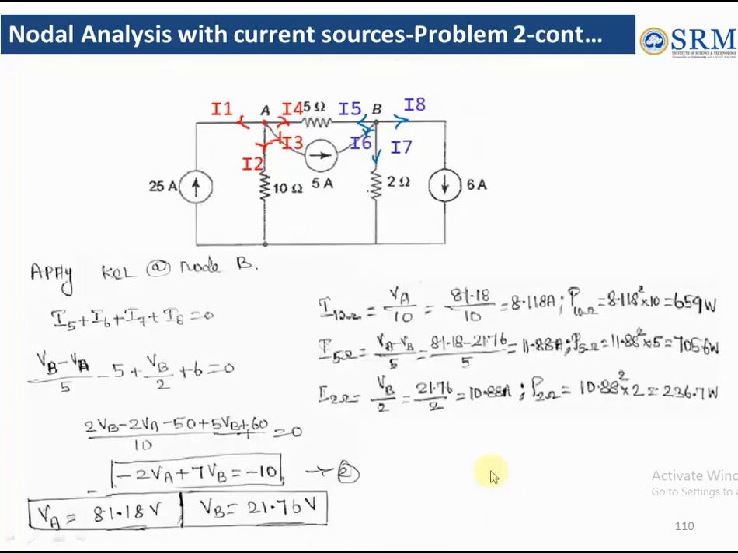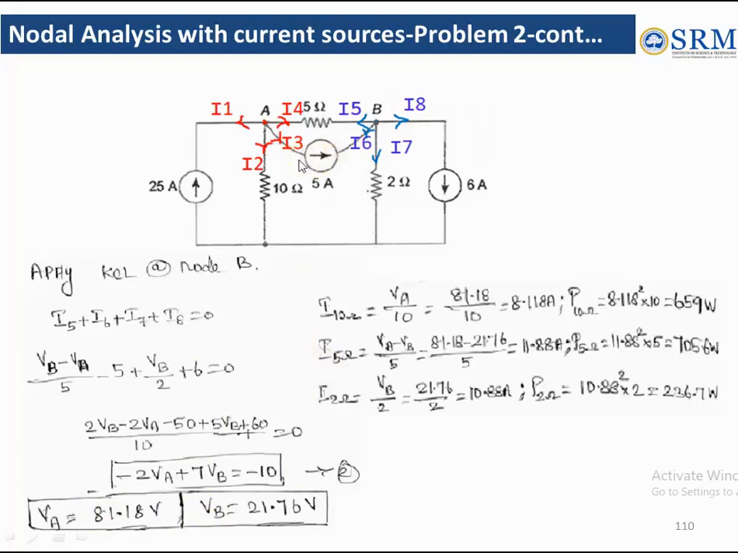Similarly, we apply KCL at node B. At node B, the sum of currents I5, I6, I7 and I8 is 0. So I5 is nothing but VB minus VA by 5. And here I6, the direction we assumed and the original direction are opposite. So minus 5 plus VB by 2 plus 6, because here the same direction is there: what we assumed for I8 and this original current source are the same. Simplifying, we get the other equation. Solving equations 1 and 2, we get the node voltages VA and VB.